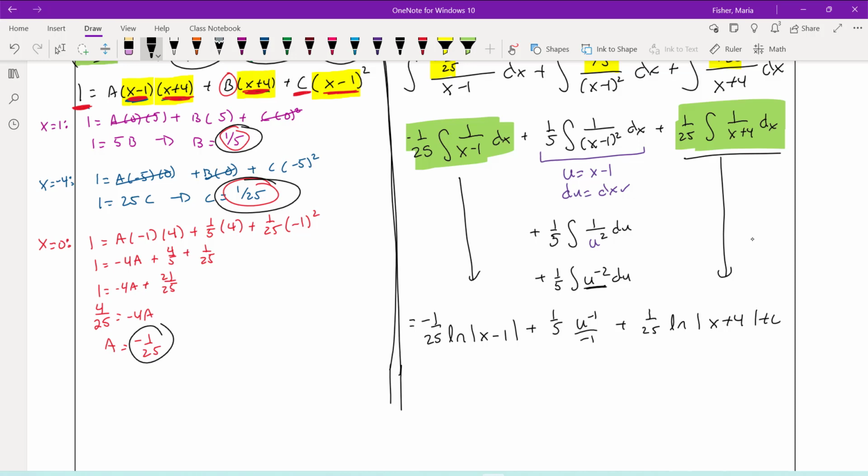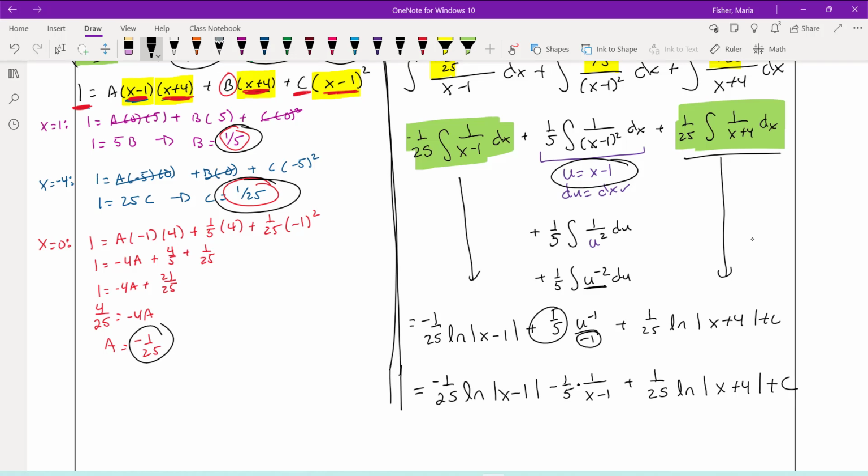Getting out of u's and back into x's, I end up with negative 1 over 25 times the natural log of the absolute value of x minus 1. And then this is negative 1/5. And then u to the negative first would be 1 over x minus 1 because u is x minus 1. And then plus 1 over 25, the natural log of the absolute value of x plus 4 plus c.